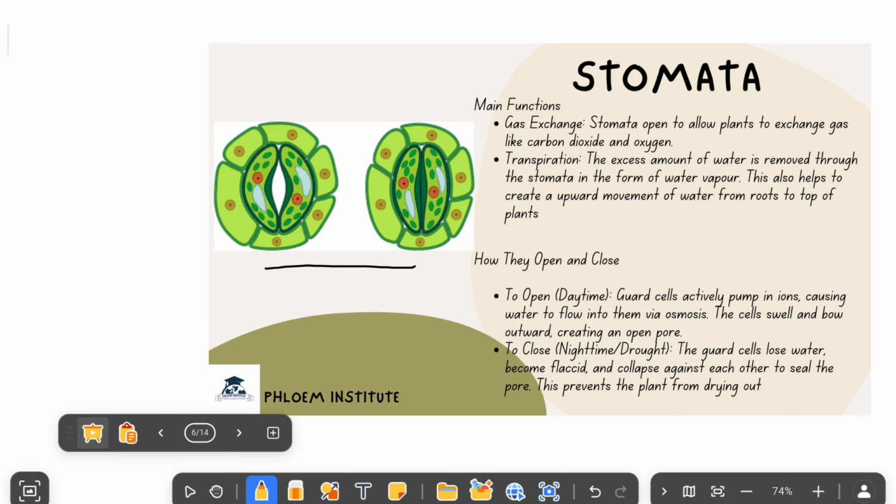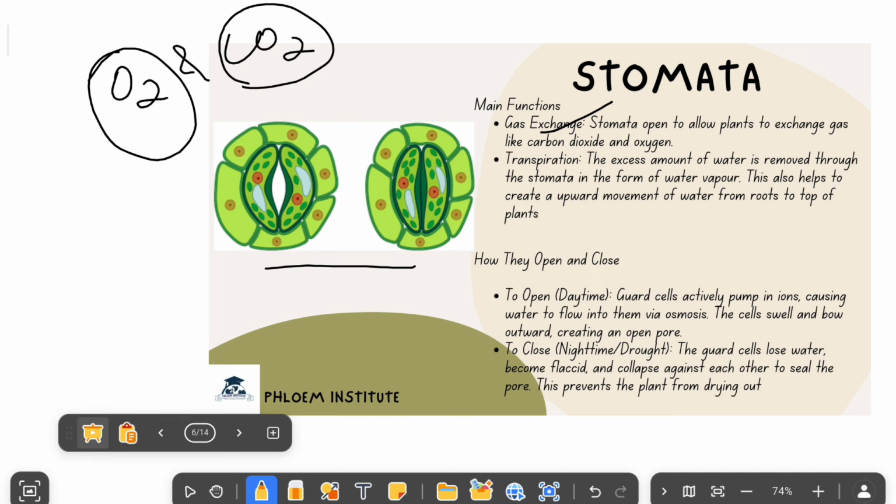First one is gas exchange. They will exchange oxygen and carbon dioxide. You know, for photosynthesis, we need carbon dioxide and we will get a byproduct, oxygen. So they will absorb the carbon dioxide and release the oxygen. In respiration, it is opposite to photosynthesis. They will absorb the oxygen and release the carbon dioxide. Clear?